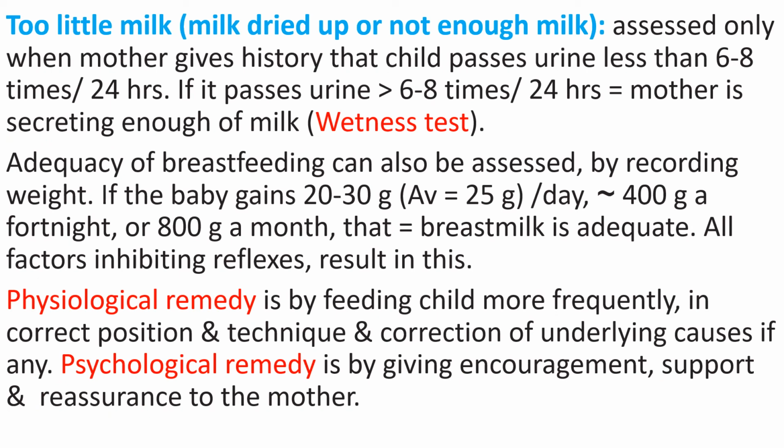Too little milk. Assessed only when mother gives history that child passes urine less than 6 to 8 times per day. If it passes urine more than 6 to 8 times per day, mother is secreting enough milk. This is called witness test. Adequacy of breastfeeding can also be assessed by recording weight. If the baby gains about 30 grams per day, about 400 grams a fortnight, or 800 grams a month, that equals breast milk is adequate.